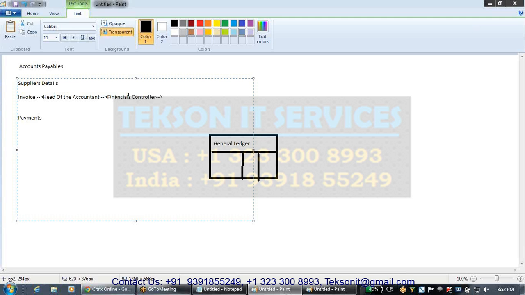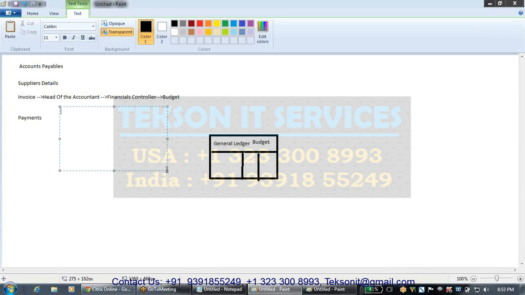Then it goes to the budget. Okay. So the budget guy has to allocate the budget for the invoice. That budget concept comes in the general ledger. So you should not only have an idea, you should know how exactly the budget is prepared for the company. Once the budget is allocated, which department does it go to? The treasury department.